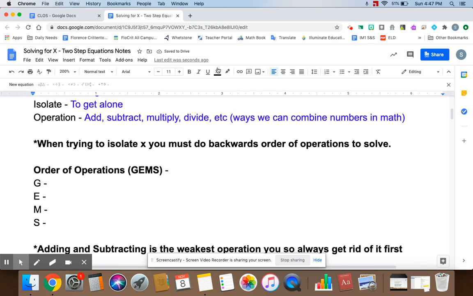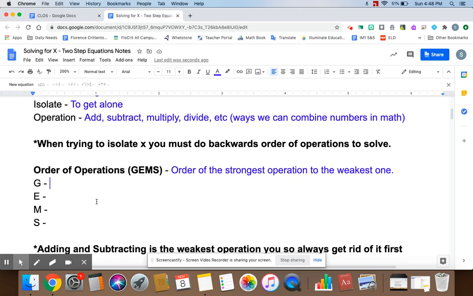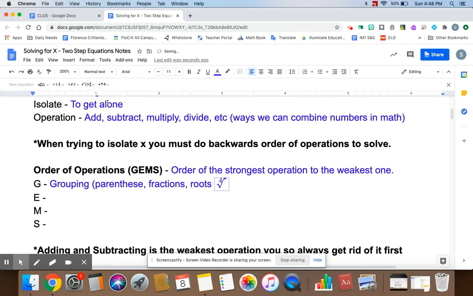The order of operations is the order of the strongest operation to the weakest one. So when you do math, the strongest thing that you do is any grouping. Types of grouping are parentheses. There's also fractions. These you have to group the whole top together, then the whole bottom together first. There's root symbols. Roots kind of look something like this.